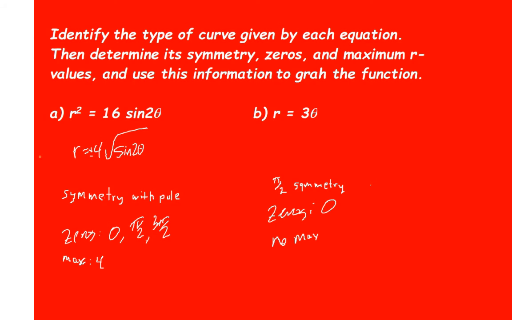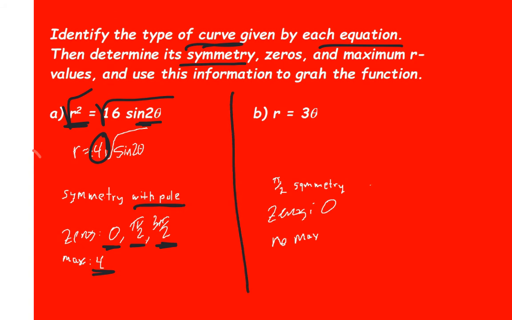So this is written out for us. We're going to identify the type of curve given by each equation. I look at this, it has an r squared, so we know because of that, that it is going to be a lemniscate. Determine its symmetry. Lemniscates are symmetrical with respect to the pole. Our zeros are at 0, pi over 2, and 3 pi over 2. Our max value is 4, so it's the number right here. Make sure you take the square root and see what that's going to be. And that's 0 because of the sine of 2 theta there.